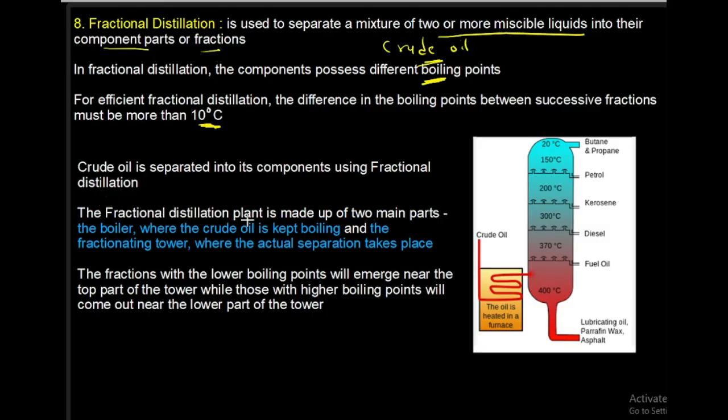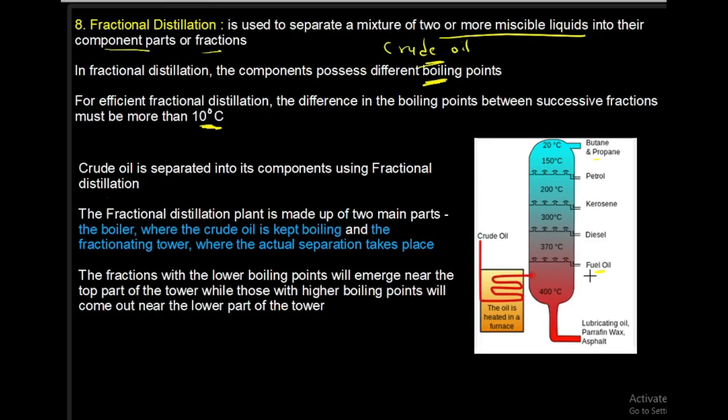Crude oil is separated into its components using fractional distillation. The fractional distillation plant is made up of two main parts. We have the boiler where the crude oil is kept boiling and the fractionating tower where the actual separation takes place. Okay, and then the fractions with the lower boiling points will emerge near the top part of the tower, while those with higher boiling points will come out near the lower part of the tower.